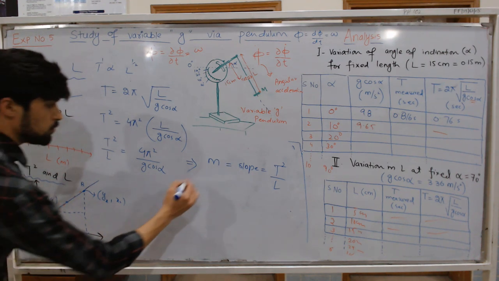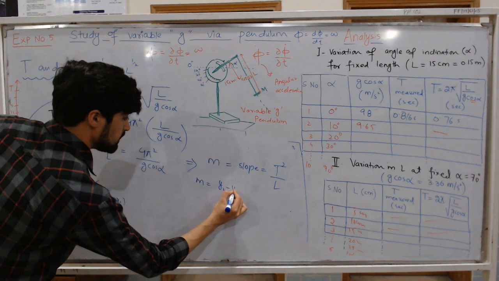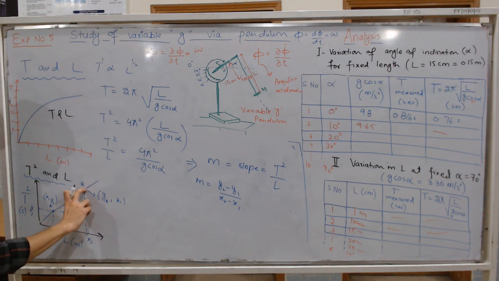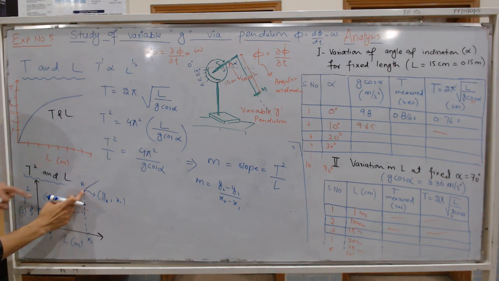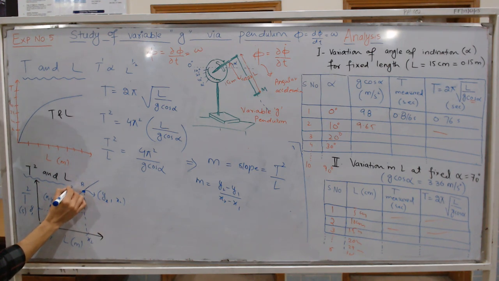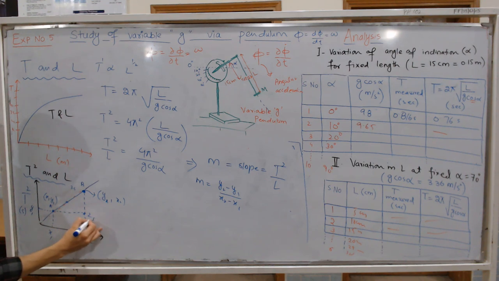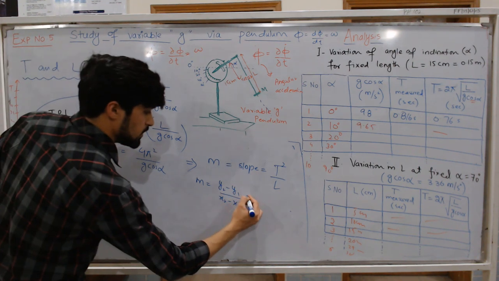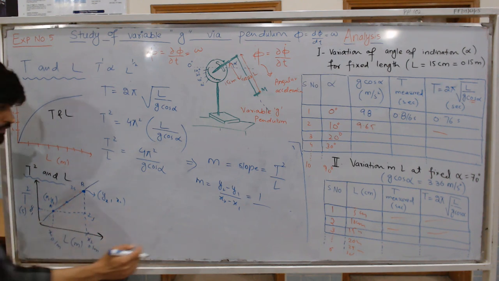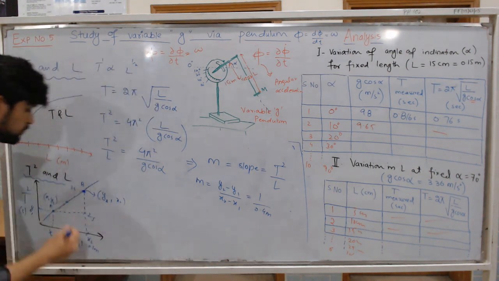Now, we know that slope is equal to y2 minus y1 divided by x2 minus x1, or simply, rise divided by run. This rise divided by this run can be calculated by subtracting y2 minus y1. Let's say y2 is 3 seconds and y1 is 2 seconds, so 3 minus 2 will be 1. Let's say x2 is 0.5 meters and x1 is 0.1 meters, so x2 minus x1 will be 0.4 meters.